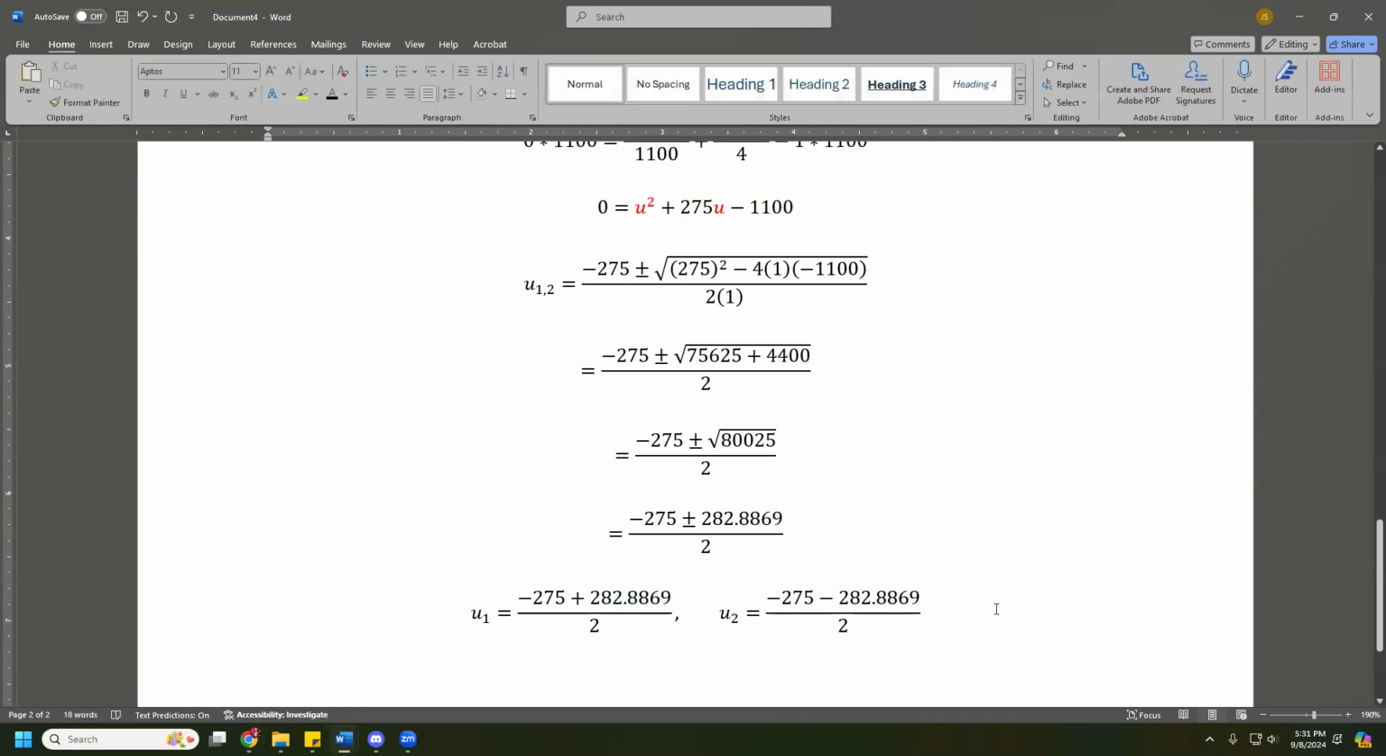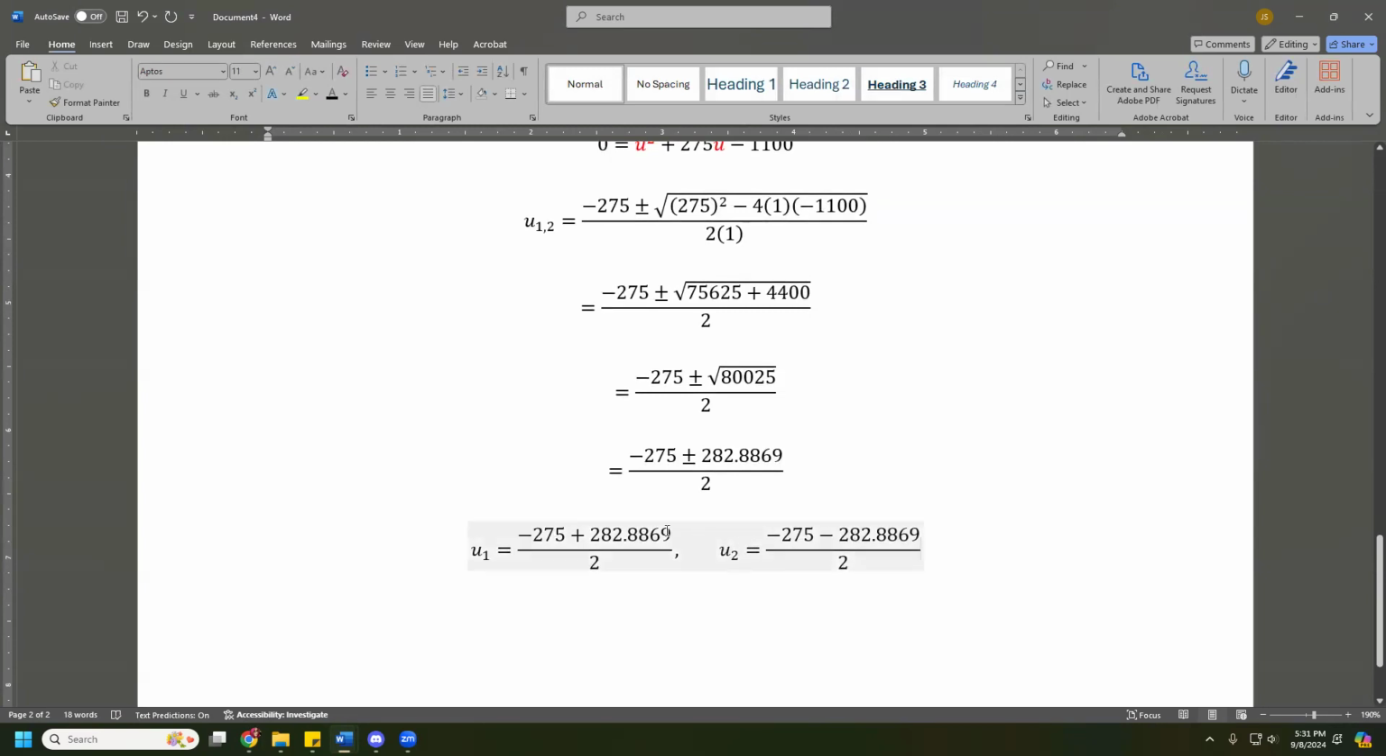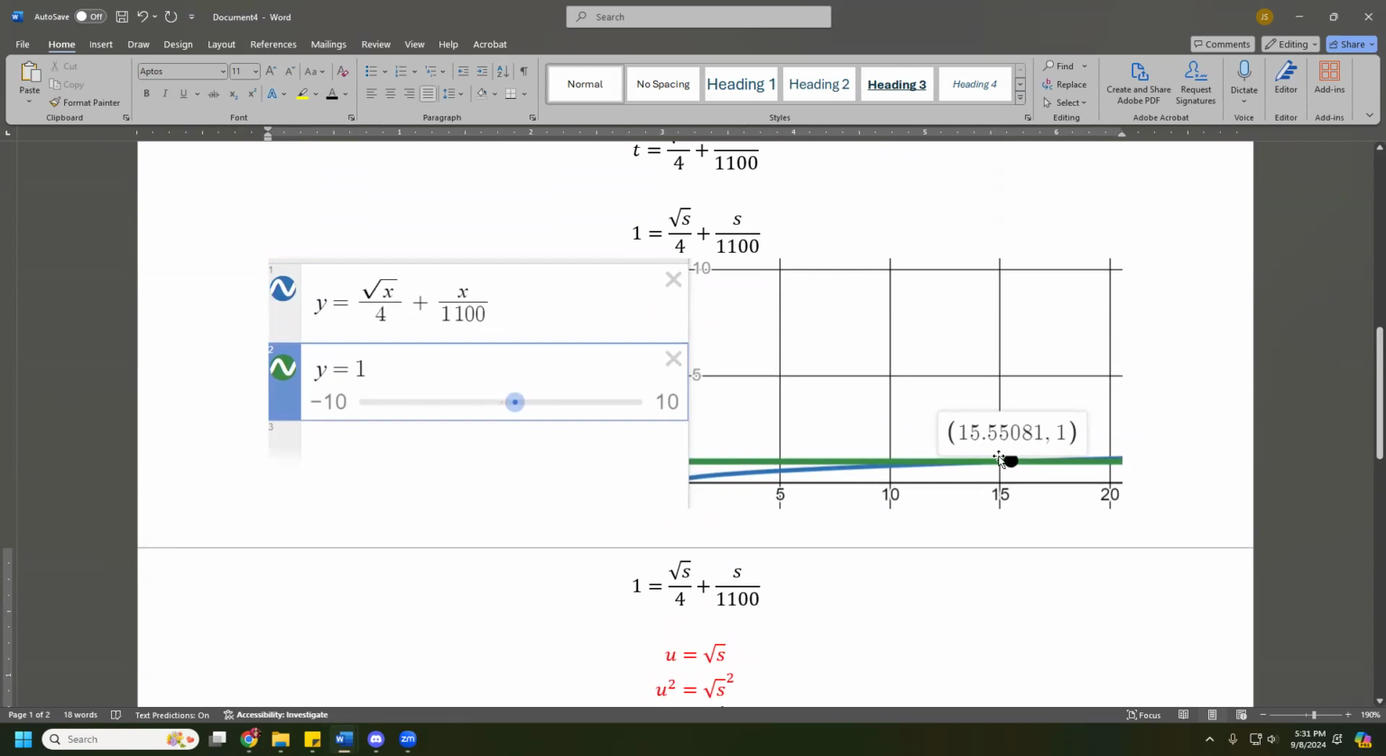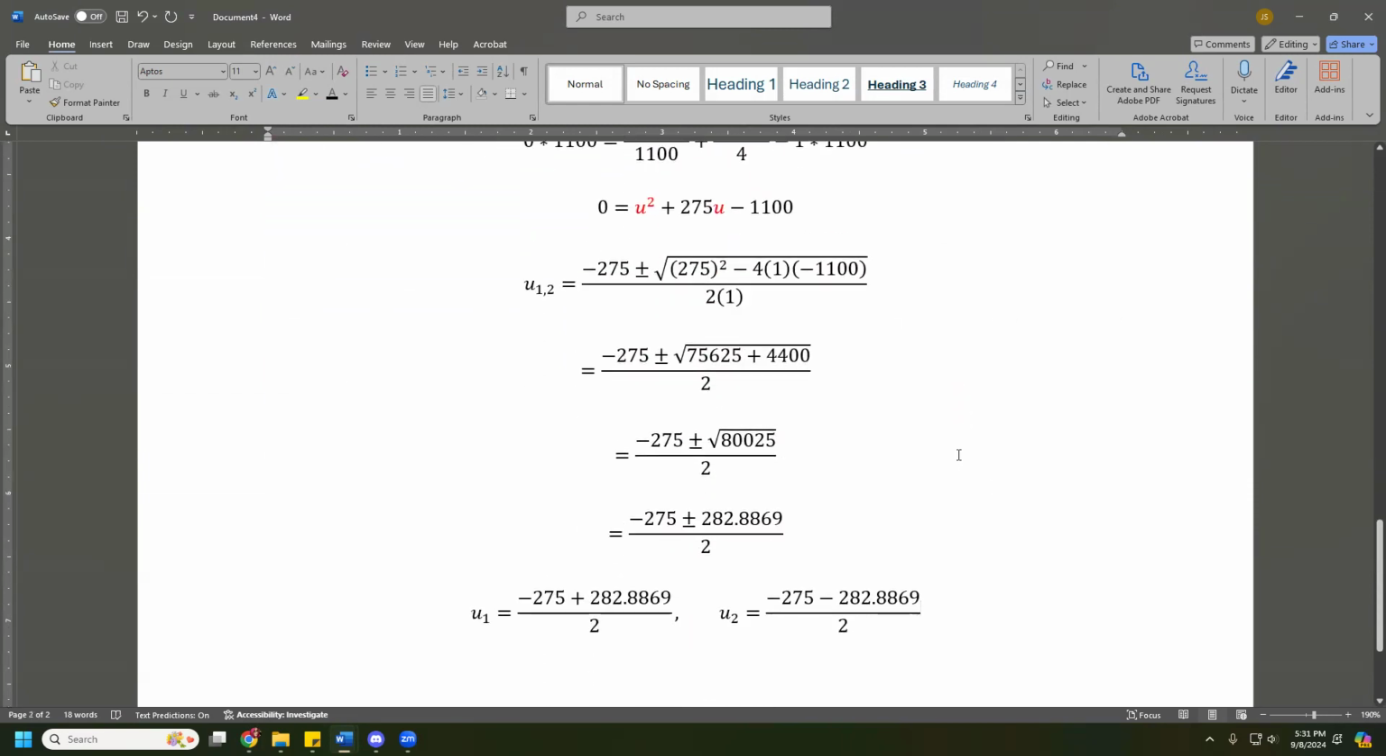However, stop. At this point, you'll notice that I'm getting 2 answers here, but we only found 1 answer when we did the graph, right? And the reason for that is one of these answers doesn't actually make any sense in the context of the problem. And that's going to be this one. So this is going to end up being our false friend. The reason is this U right here is going to end up being a really big negative number. Think about it. This is negative 275 minus this other number that's almost negative 300. And then I divide it by 2. It's going to be a big negative number.